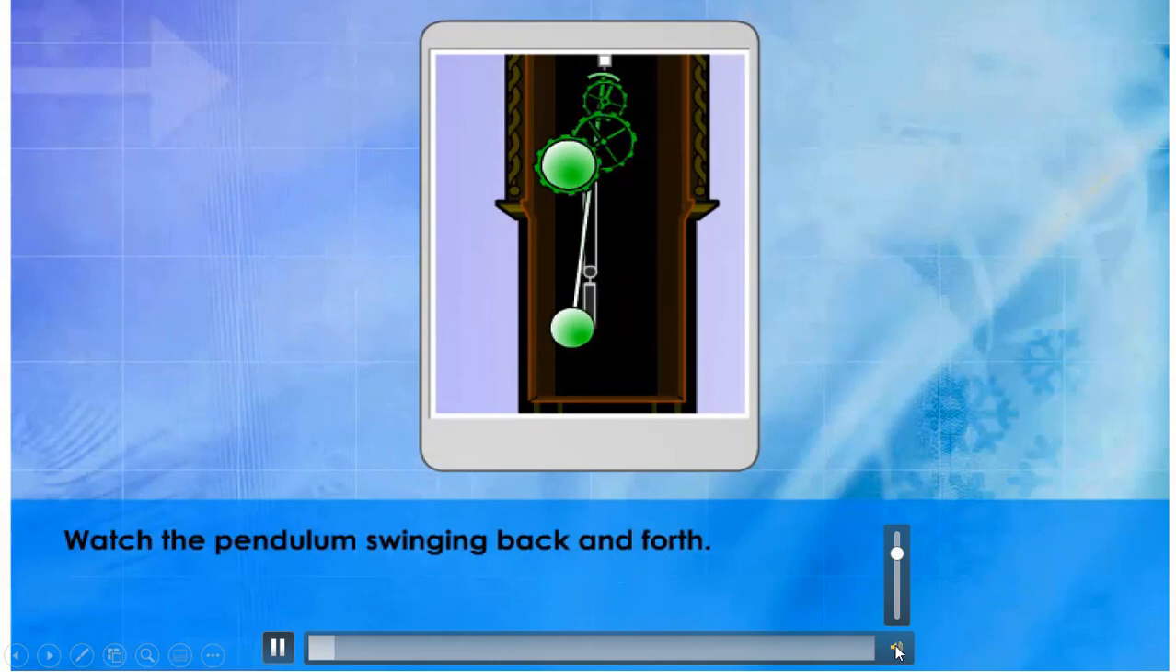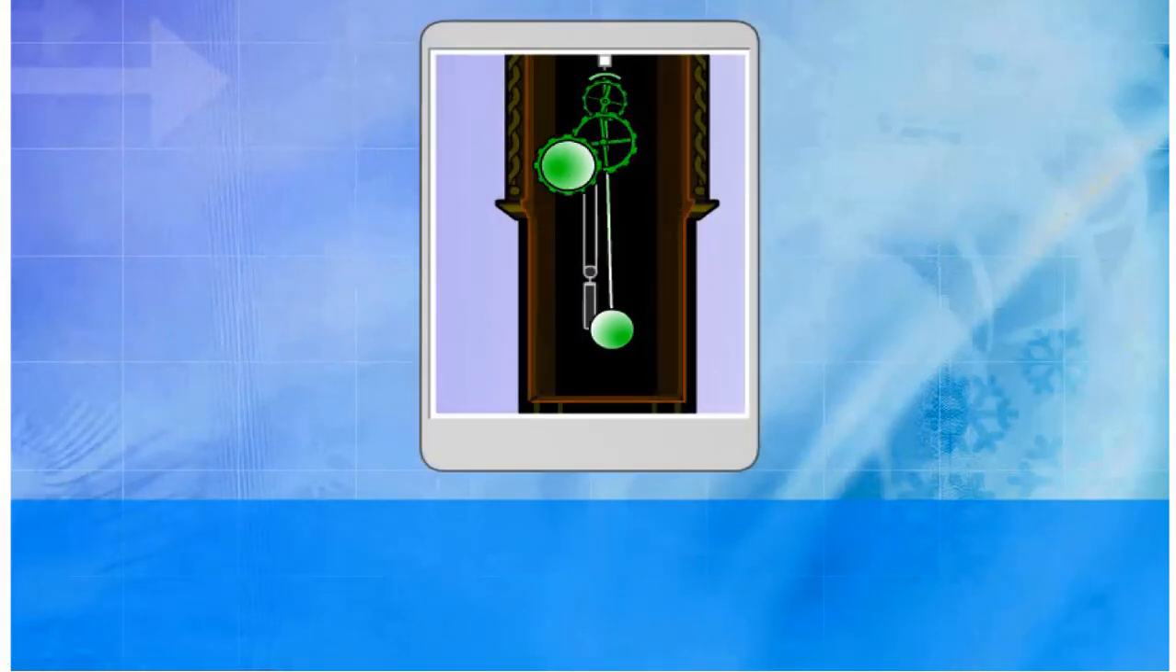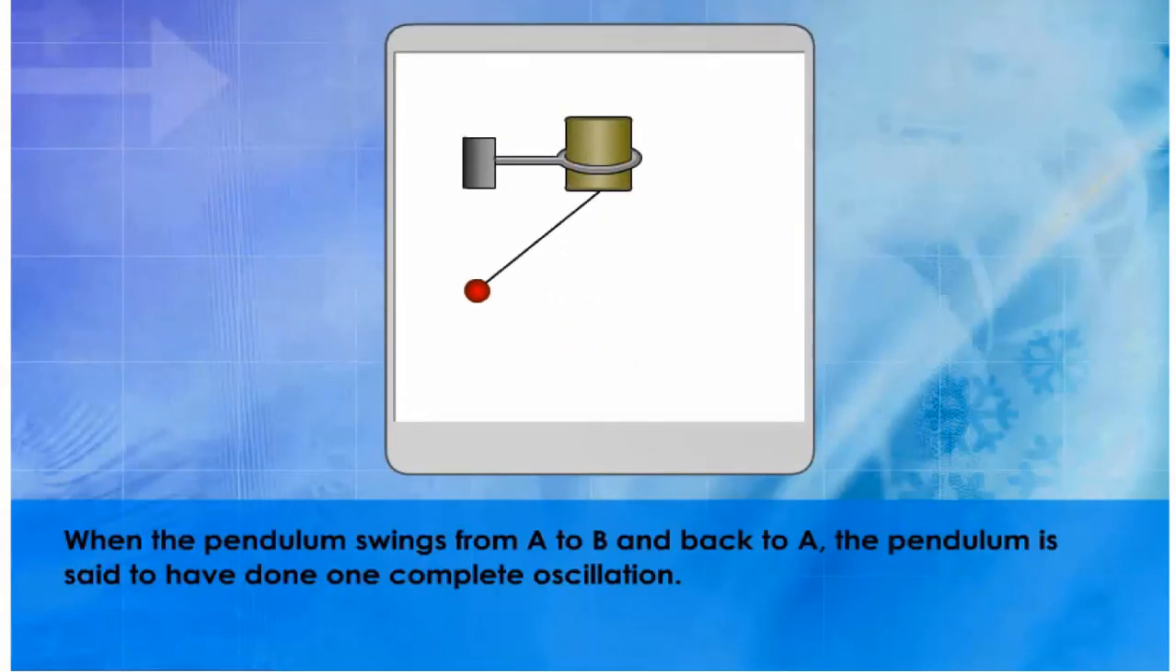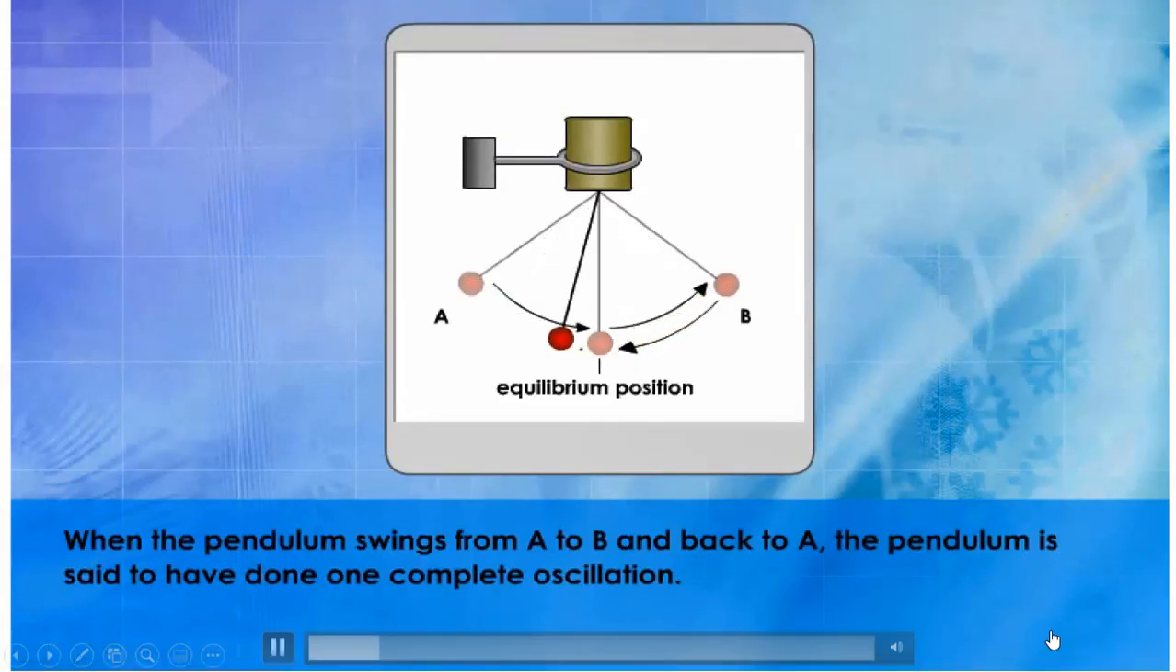Watch the pendulum swinging back and forth. So this is the pendulum. Watch the pendulum swinging back and forth. When the pendulum swings from A to B and back to A, the pendulum is said to have done one complete oscillation.